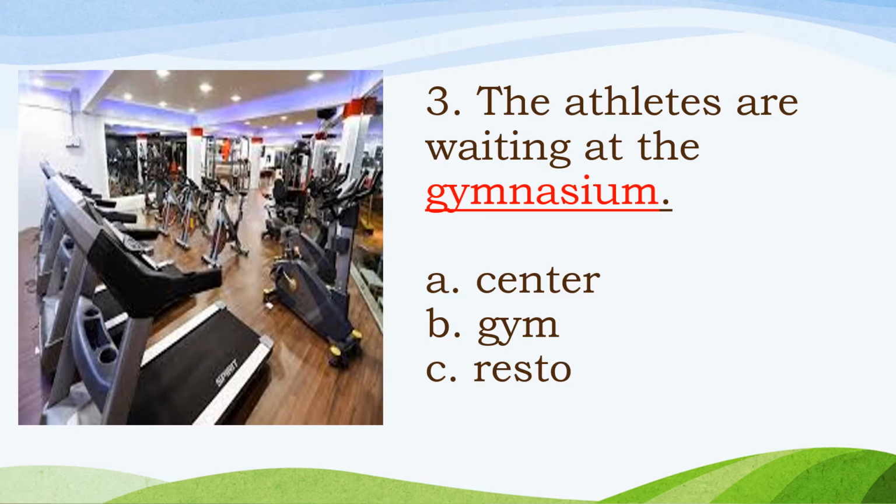Okay, so number 3, look at the picture. We call this gymnasium. The athletes are waiting at the gymnasium. What is the shortened form of the word gymnasium? Is it A, center, B, gym, or C, resto? If your answer is gym, then your answer is correct.